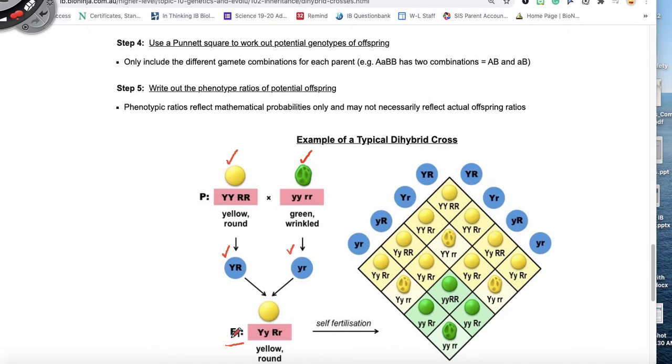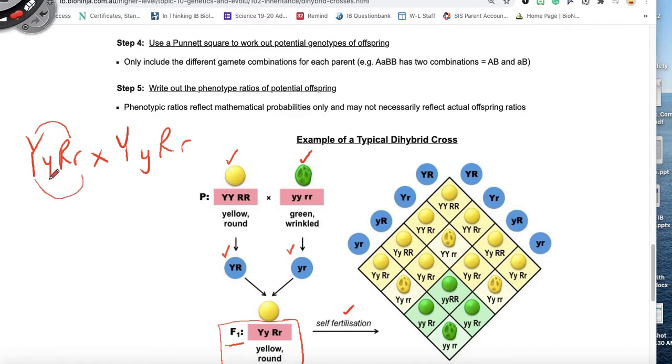But what if you do a cross between these two F1 offspring? That's what we call self-fertilization. So you're going to cross this with this, right? And you've seen these before, right? So first you have to do your FOIL method. First, outer, inner, and last, right? And that's going to give you all your 4 different gamete possibilities.